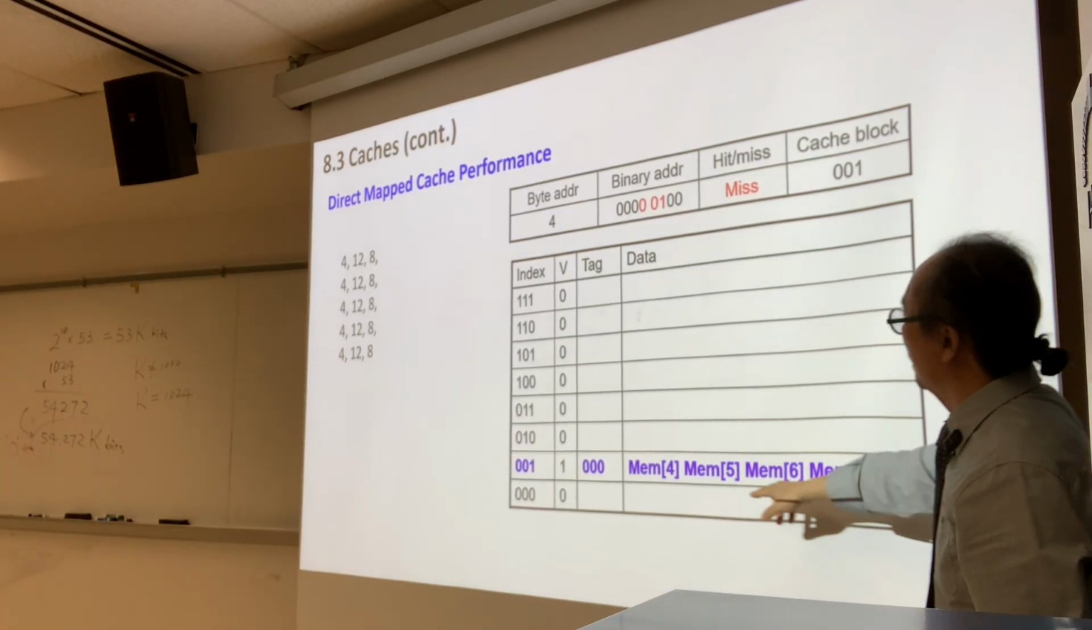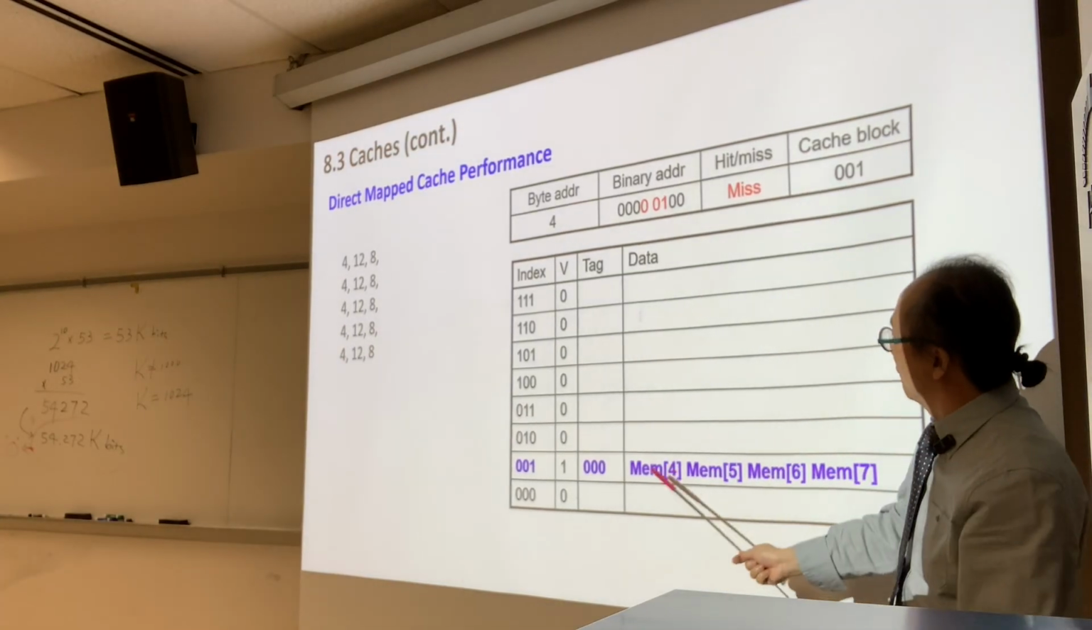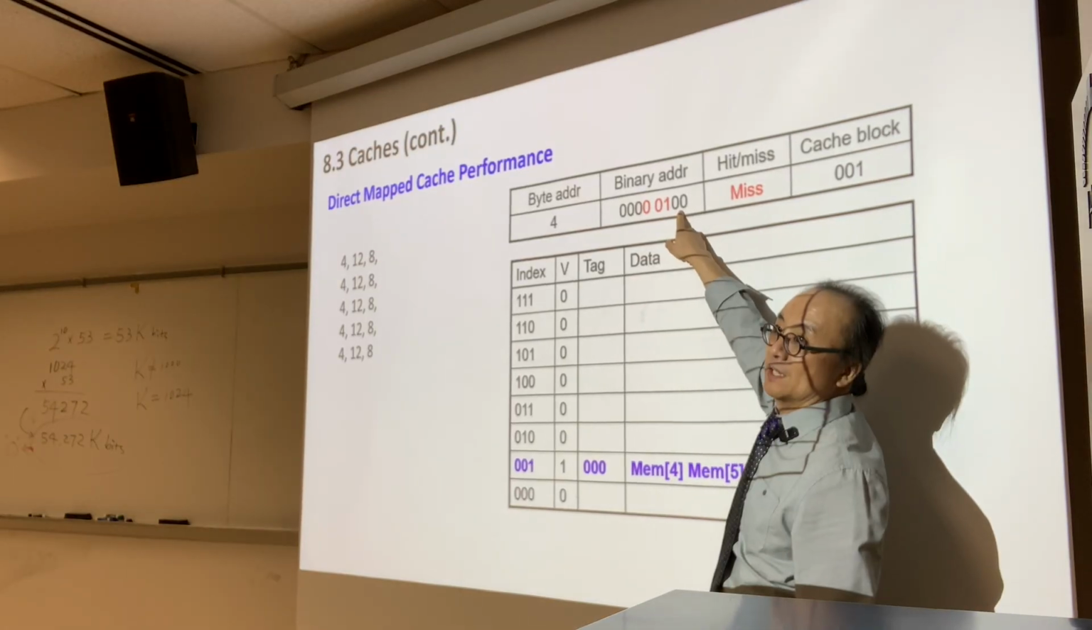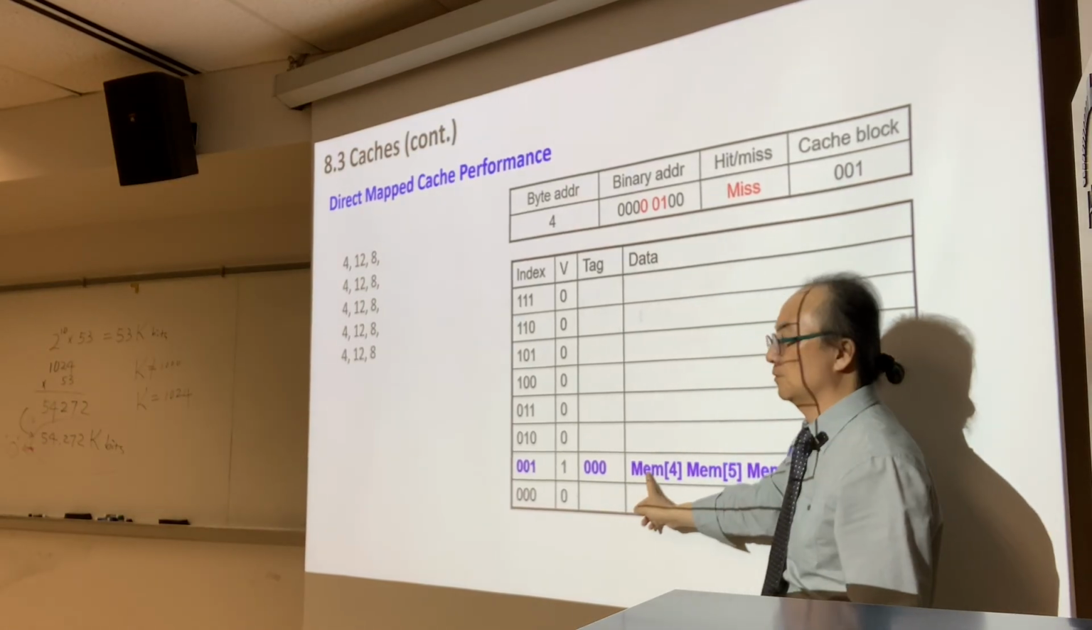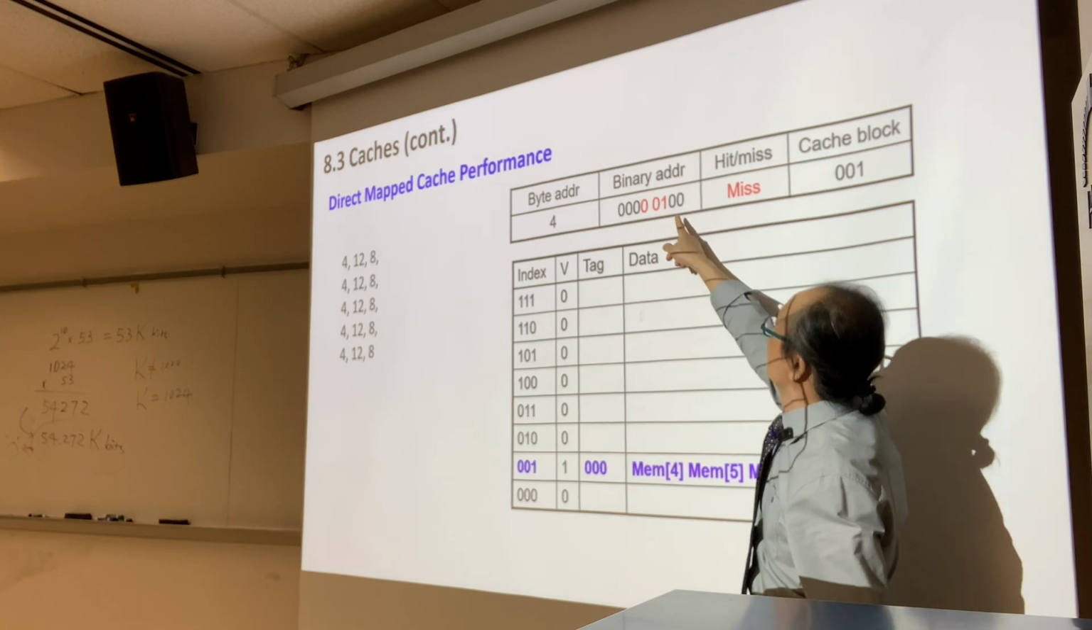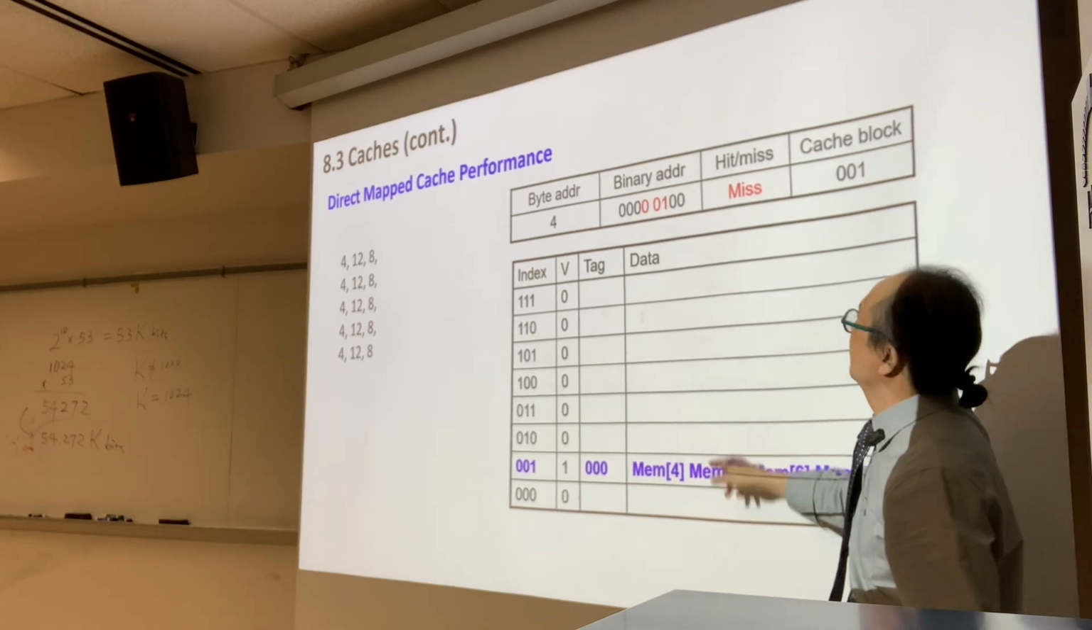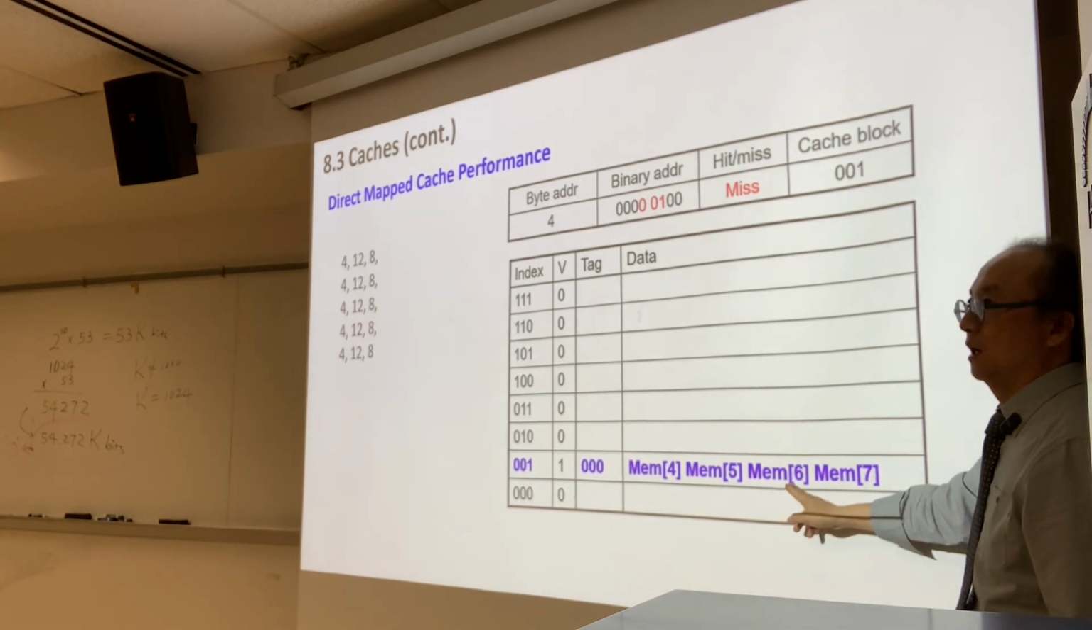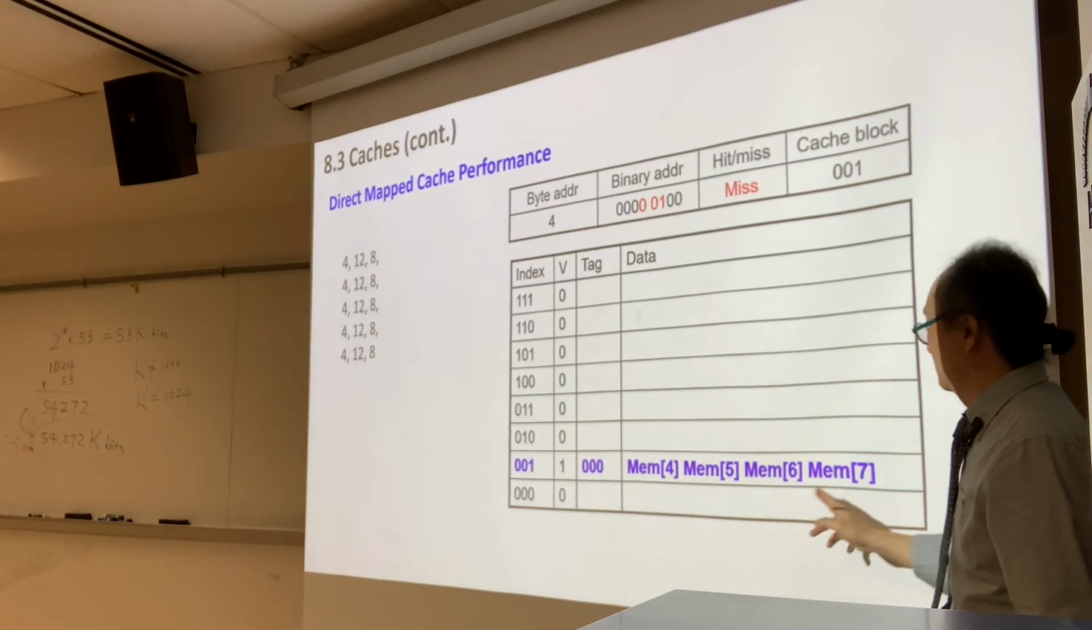Now, how do we know where 4 is? 4 is the offset of 00. So the first one is 4. Offset 01 is going to be 5. Offset 10 is going to be 6. Offset 11 is going to be 7.